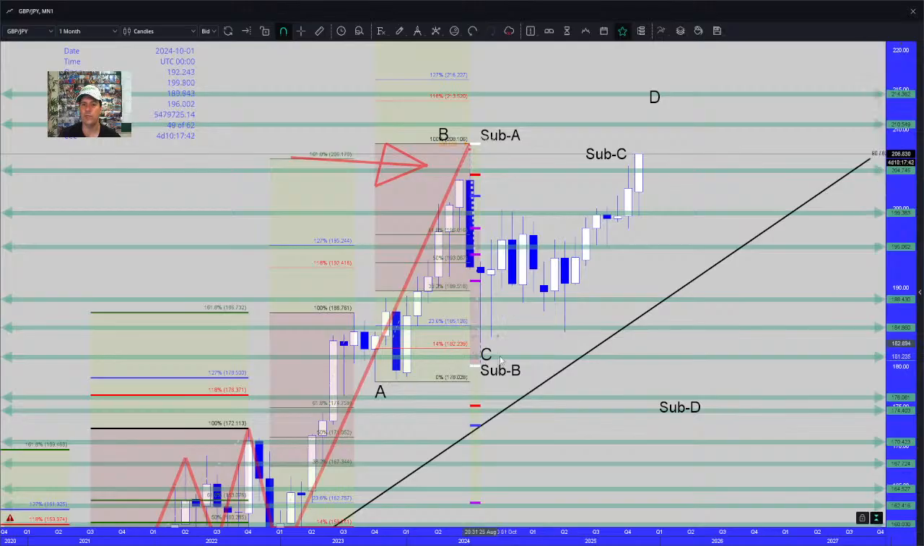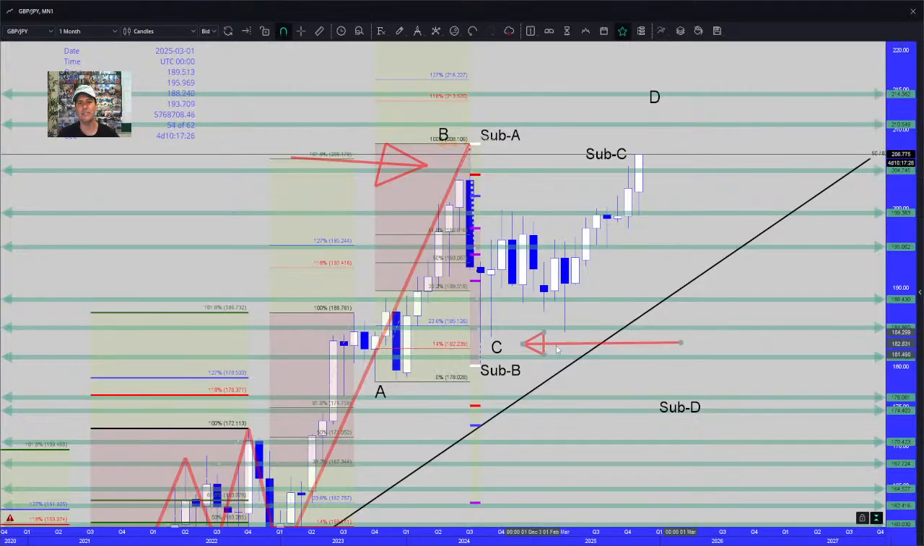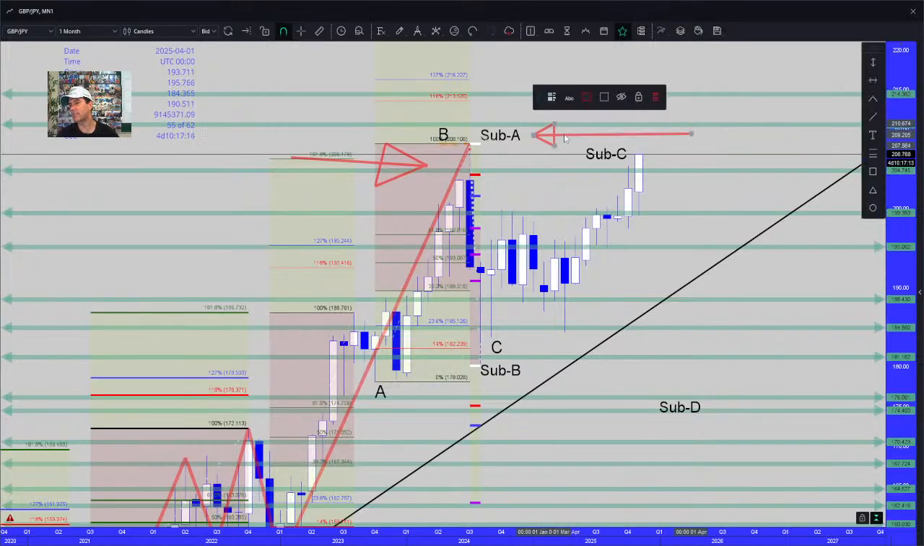Question: when the market showed this C, was this C confirmed, everybody? Yes or no? Question number one: was the C confirmed? It still is, right? And number two: what happens to the contrarian Fibonacci if and when the market breaks the sub A? What happens then?